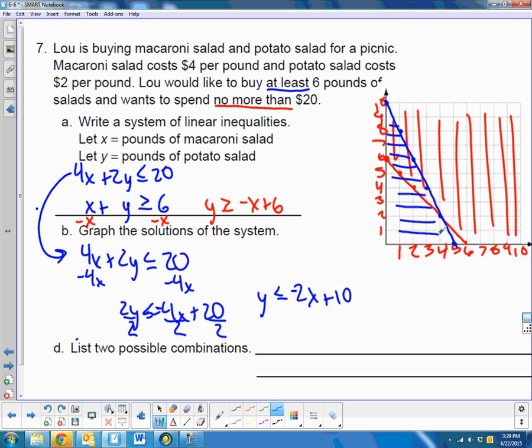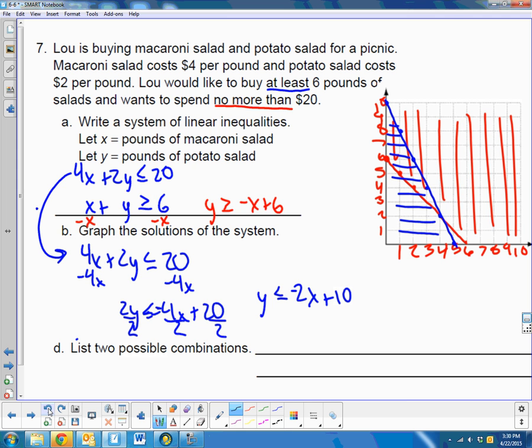So we've graphed them. We've written a system of linear inequalities. We've graphed the solutions of that system. Now we've got to list 2 possible combinations. A possible combination is going to be everywhere where both the blue and the red come together. So really anything in here is going to be a possible solution to this system of linear inequalities. And there's an infinite number of answers. It's very hard to get this wrong because there are an infinite number of possible answers.